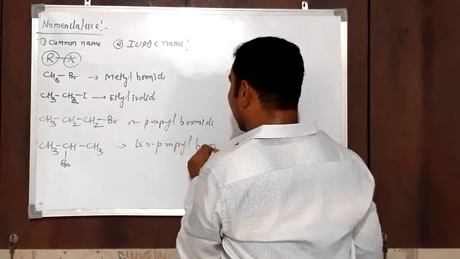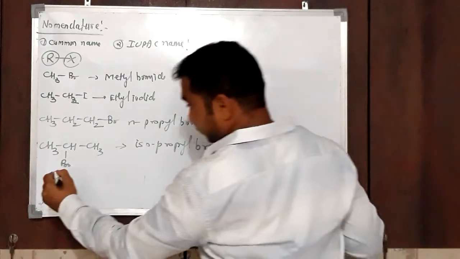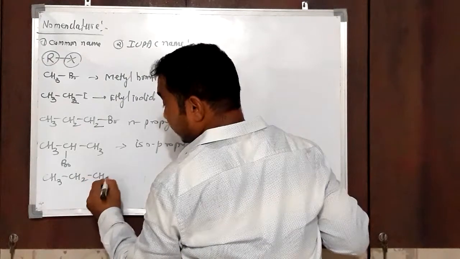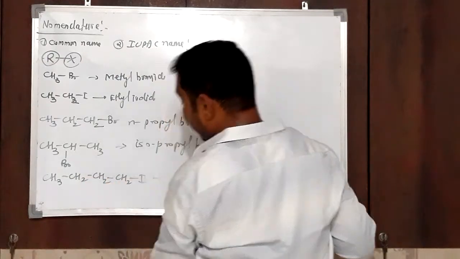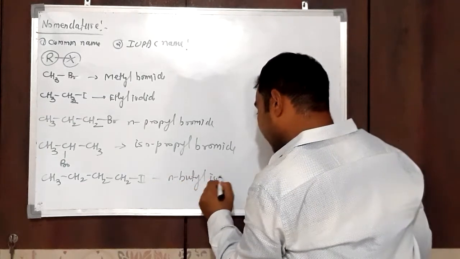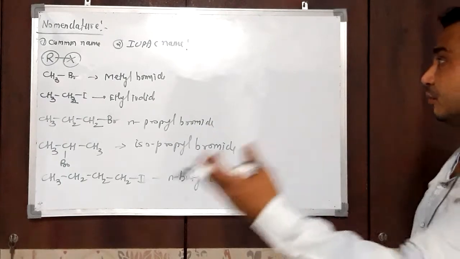Isopropyl bromide. Okay. Then N-butyl iodide, for example. We have to name the alkyl group followed by the halogen atom, with the name of the halogen atom given as halide.